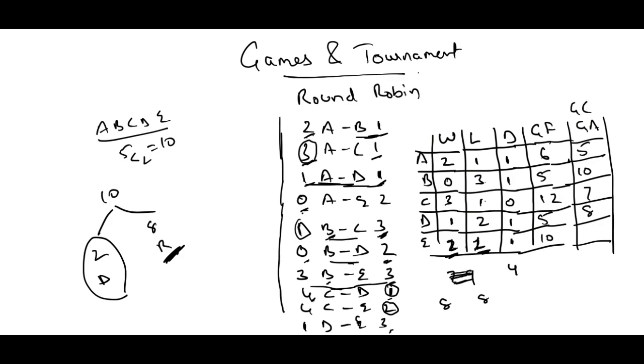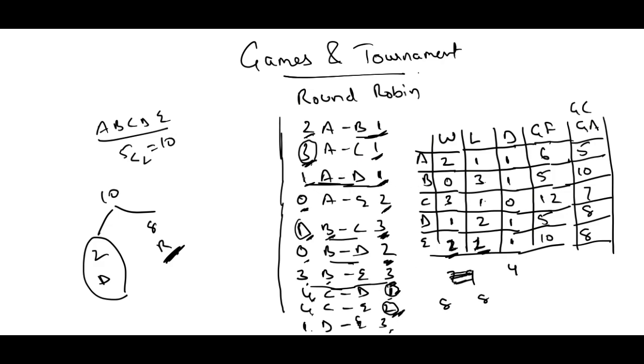E has conceded 0, 3, 4 and 1. So 0, 3, 4 and 1, that is 8. Let's cross check again. A has conceded 1 plus 1 plus 1 plus 2, that is 5. B has conceded 2, 3, 5, 2, 7 and 3, 10. C has conceded 3, 1, 4, 1, 5, 6 and 7.